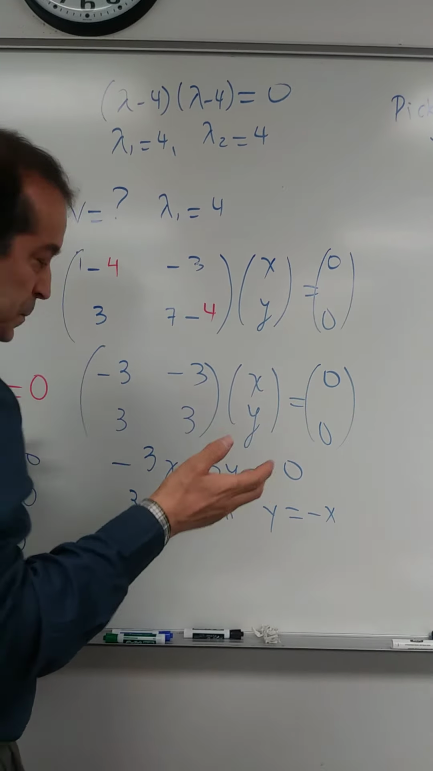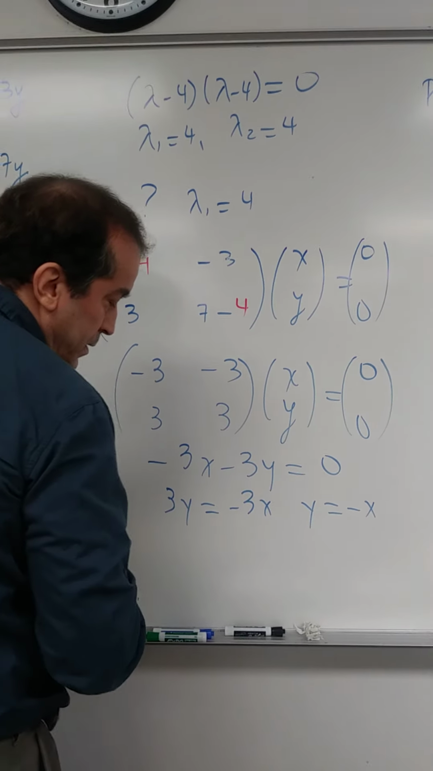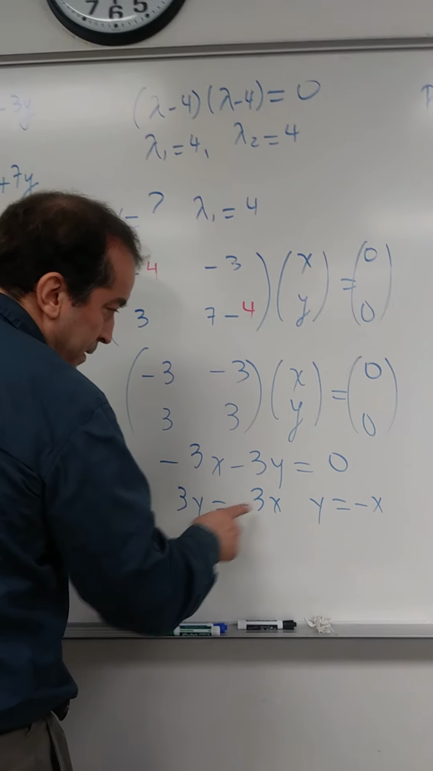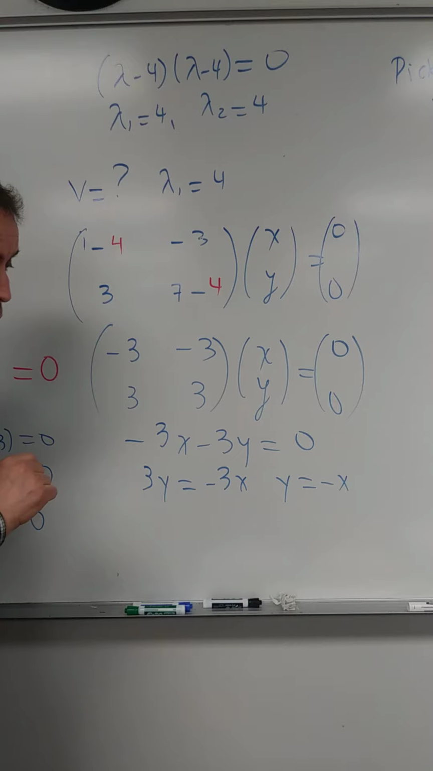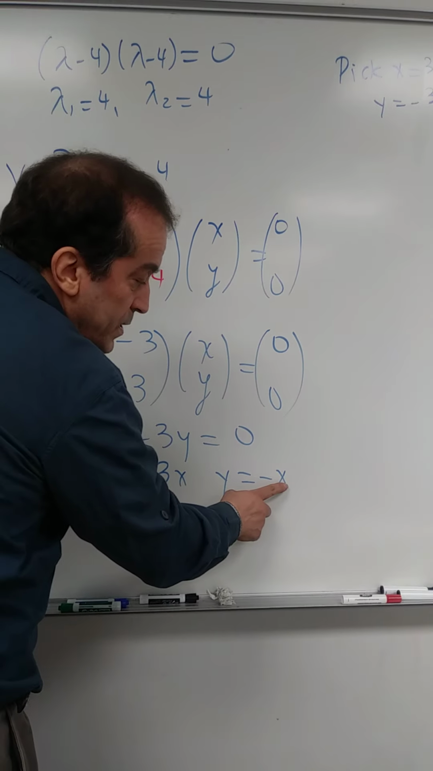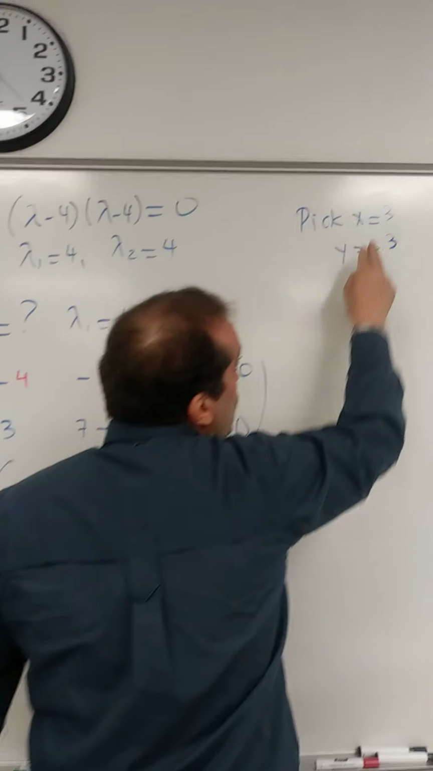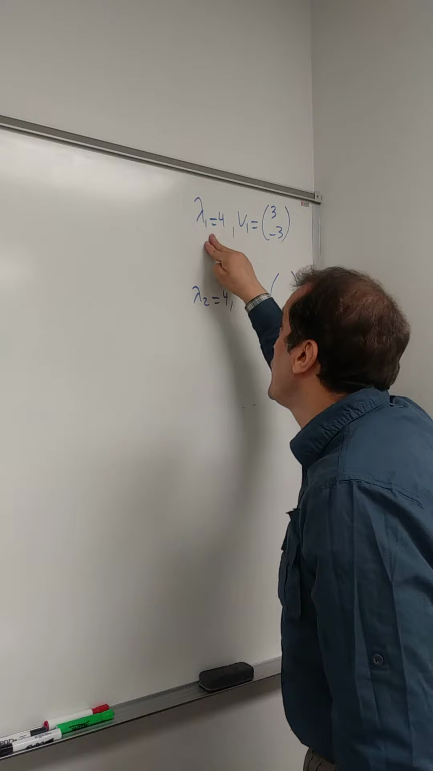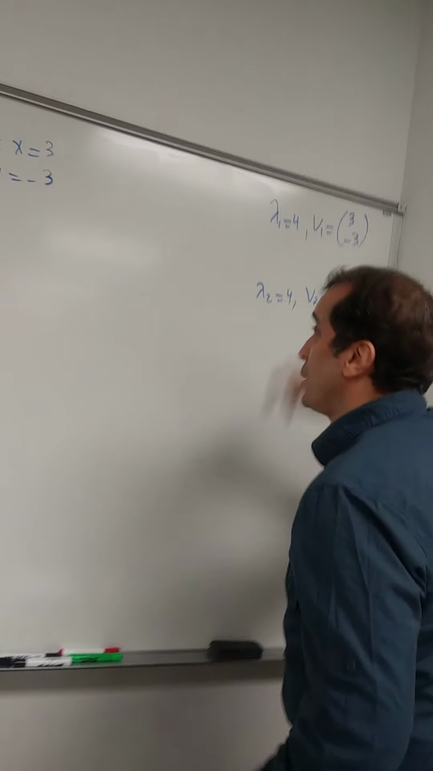It's the same equation. Let us solve this one. Minus 3x minus 3y equals 0 gives us 3y equals minus 3x. So y equals minus x. And remember, you can pick x or y. I'm going to pick x equals 3, so y equals minus 3. Okay, so my first eigenvalue was lambda 1 equals 4. The corresponding eigenvector I picked is 3, minus 3.